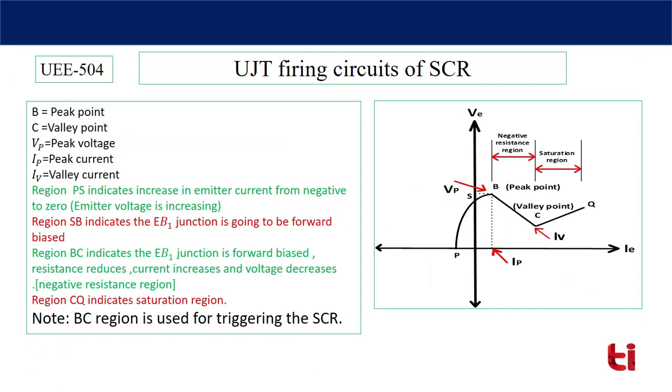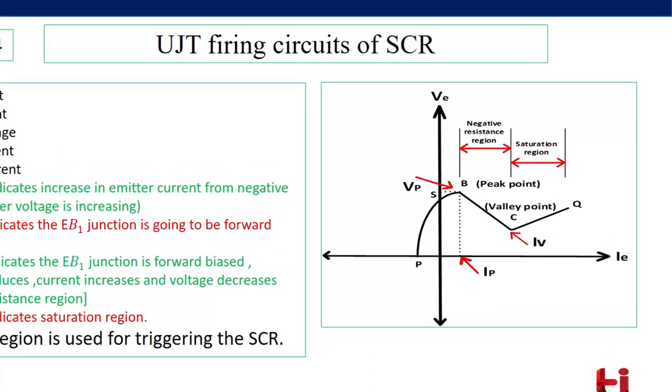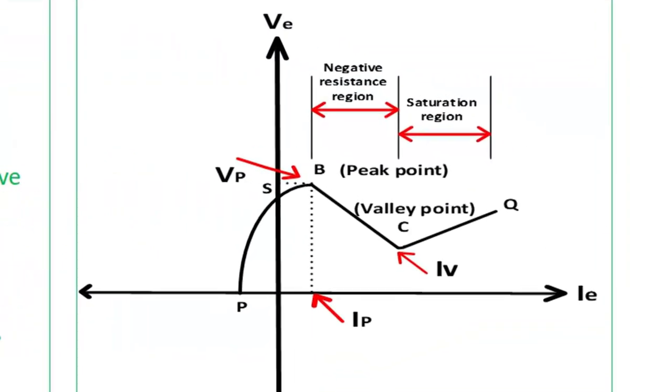Now let's discuss the VI characteristics of this UJT. Along the positive y-axis it is emitter voltage, and along the x-axis is emitter current. By varying the value of RE, slowly the emitter voltage is increased. At P the emitter voltage is 0, now the emitter voltage is increasing. As soon as the emitter voltage increases, the emitter current will also increase.